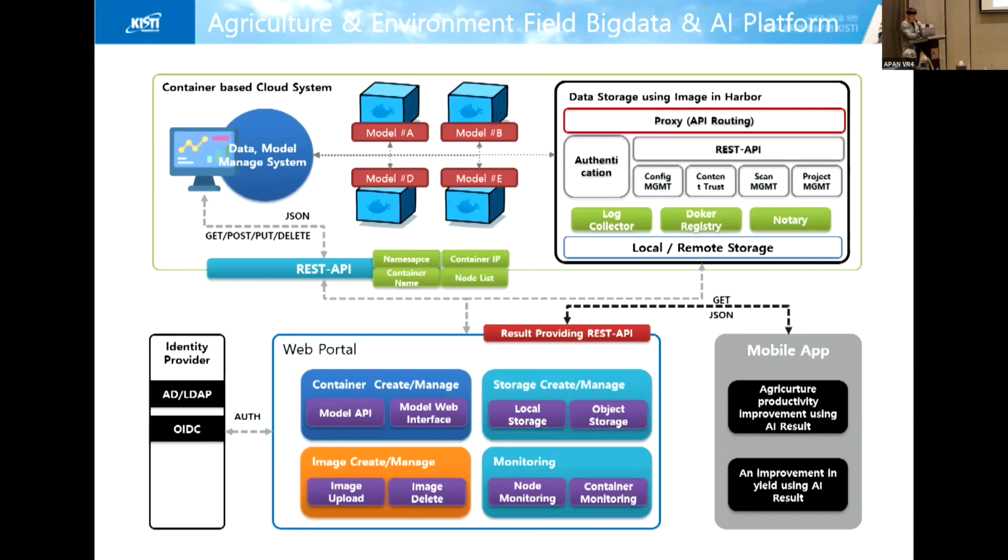Models developed for AI are composed of images, and these images are created as containers at the request of users. The created containers are linked using APIs. Also, it is intended to be constructed so that users can easily obtain results through mobile or web by means of third-party applications.